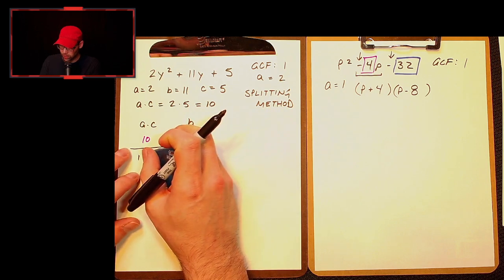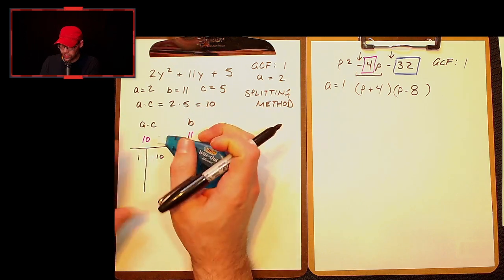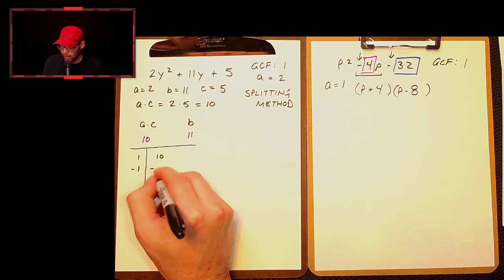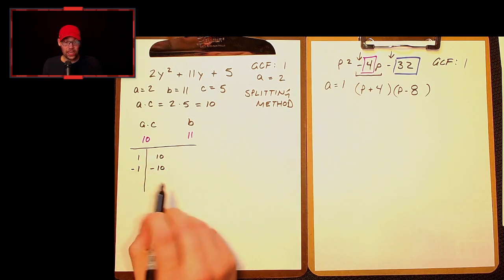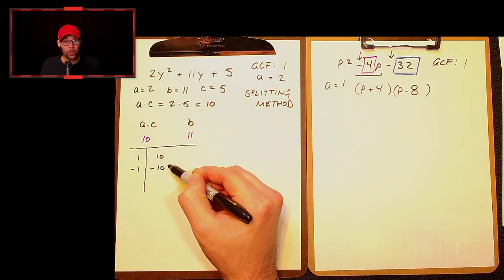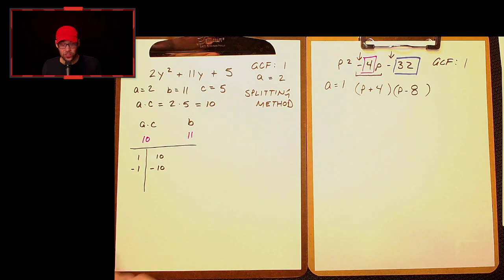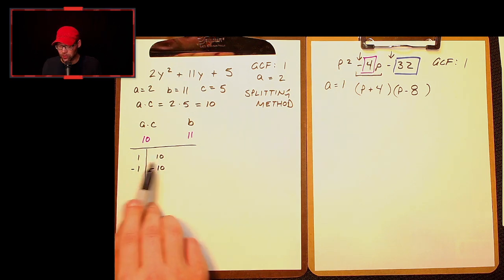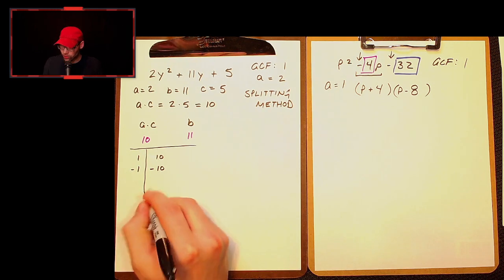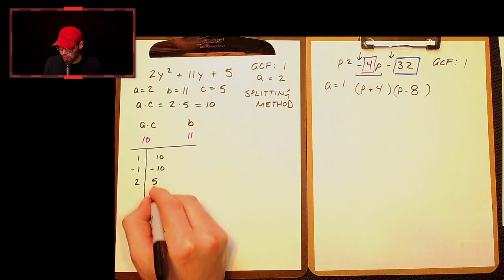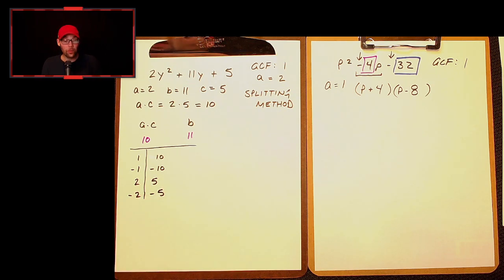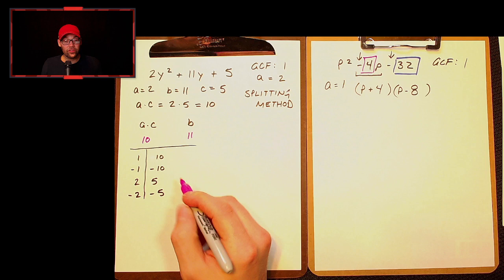So 1 times positive 10 actually gives us 10, but we also need to use the other pair as well. Negative 1 times negative 10 is also a positive 10. So again, these are always going to come in pairs, and make sure you don't make the mistake I almost made. Make sure that when you multiply them together, you not only get the number, but you get the sign as well. So the only other 2 integer factors we can use are 2 times 5 and negative 2 times negative 5. And we still add up these factors and see if any of them match 11.